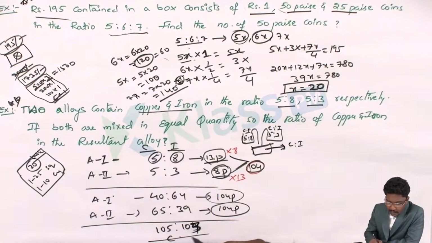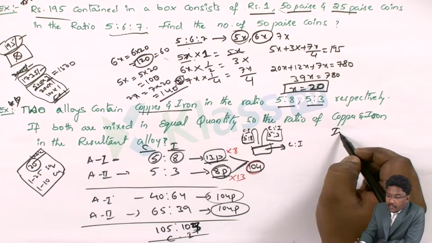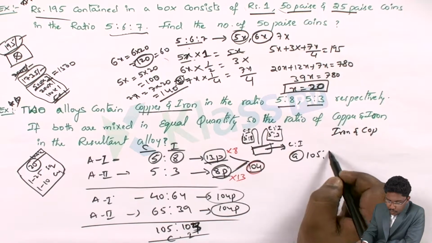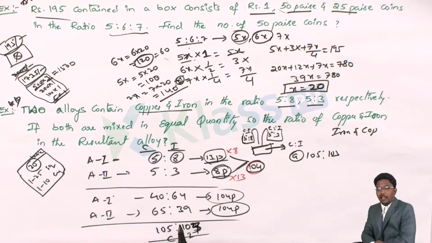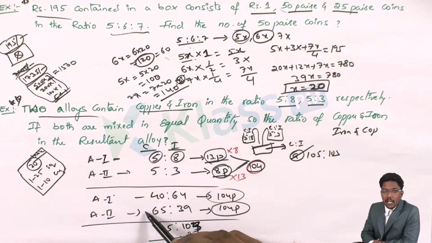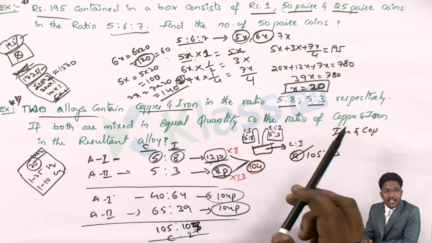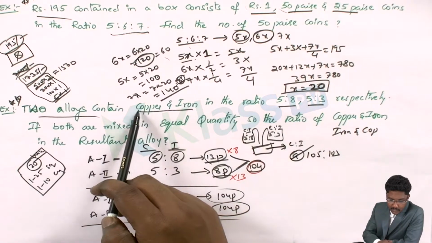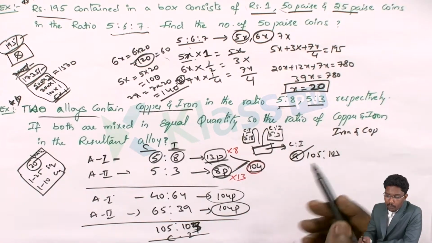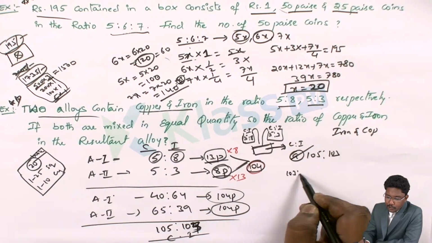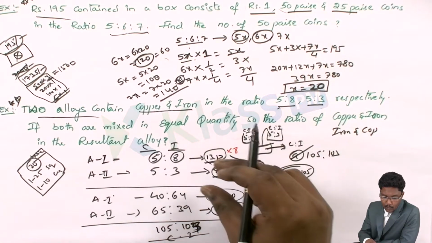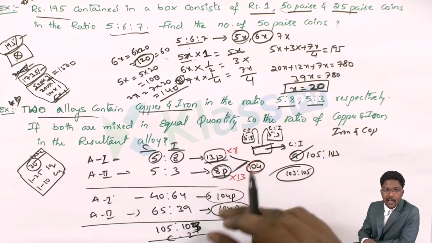This is copper and iron. If he is asking for copper and iron, the first option is the same, 105 is to 103, and we will blindly mark it. But please see in any question in what order he is asking for the ratio. Here I am giving copper and iron, but if he asks for iron and copper, we should reverse it: 103 is to 105. First make the two quantities equal parts, then add them.